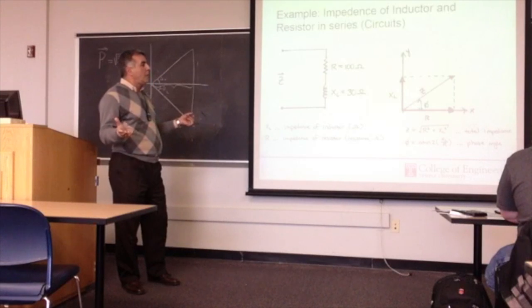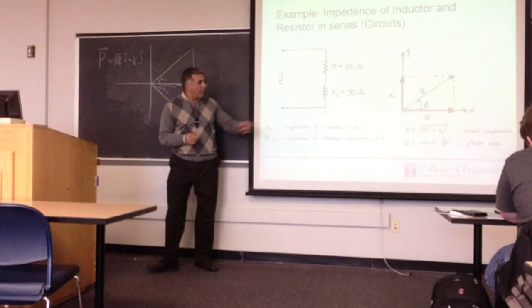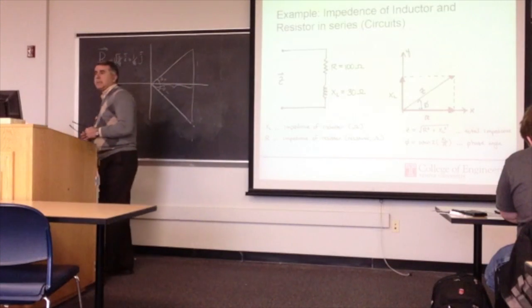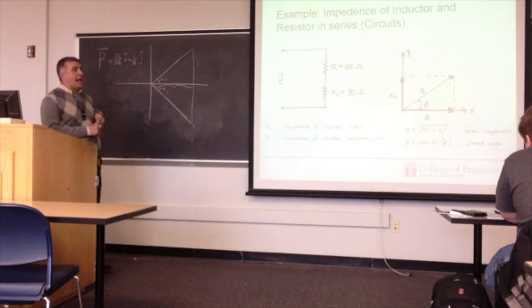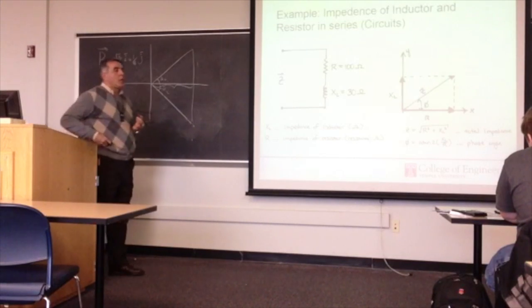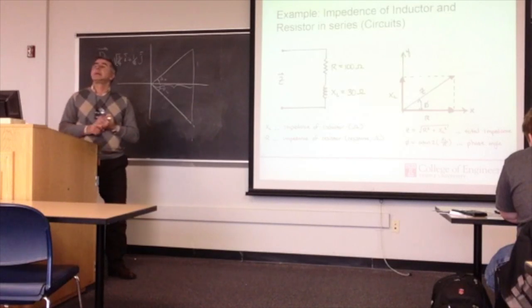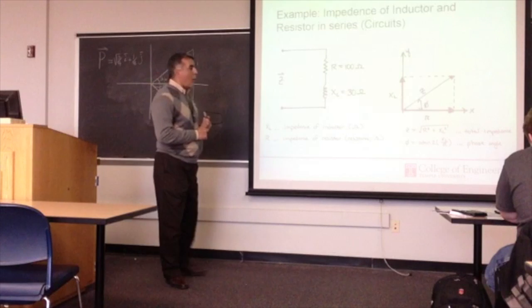This is called the total impedance. And the phase angle phi is simply atan2. So you want to find the phase angle, and you want to find the total impedance. Does this only work for two elements in the circuit? No.